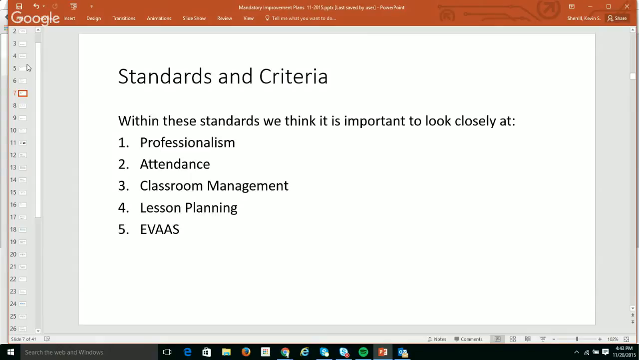We add them in the mix too. And if you're below proficient on something that you're expected to demonstrate, then you can expect that you might be put on a mandatory improvement plan if you're not being recommended for dismissal, demotion, or non-renewal.